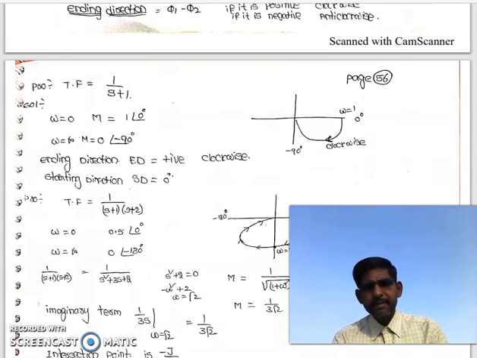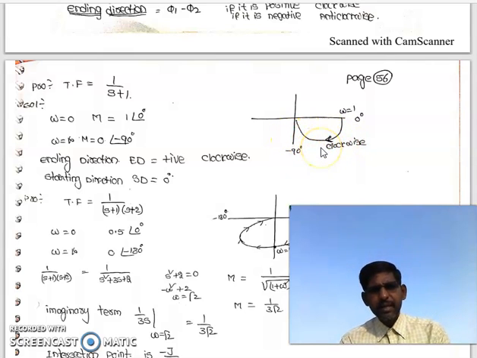Now let me see the transfer function equal to 1 by (s + 1). What is the magnitude at omega equal to 0? The magnitude is 1. At omega equal to infinity, what is the magnitude? 0. The angle is minus 90 degrees. So, the ending direction is positive, that is clockwise, which means it will be like this.